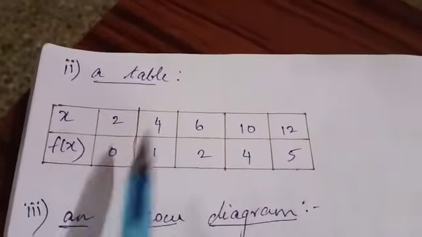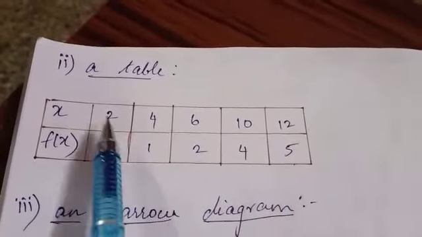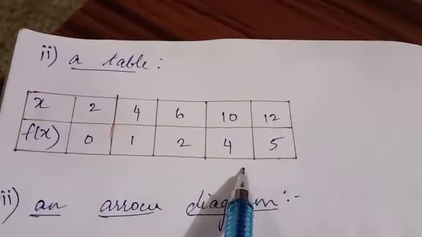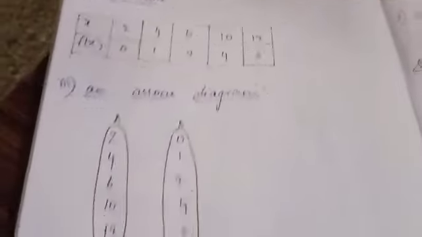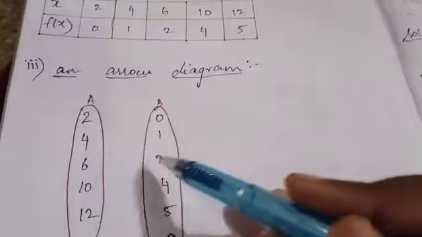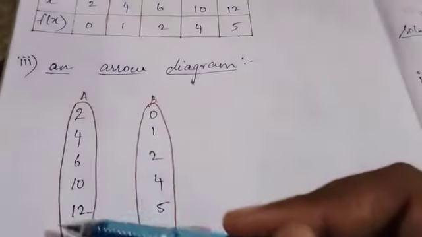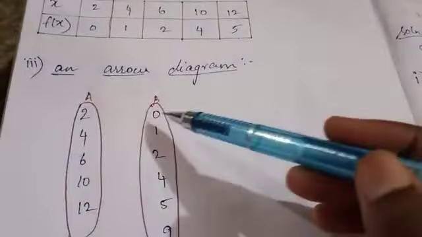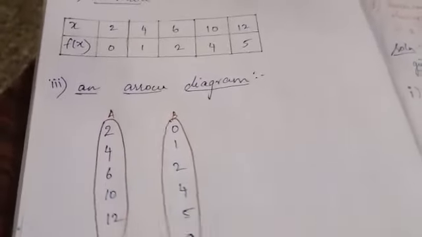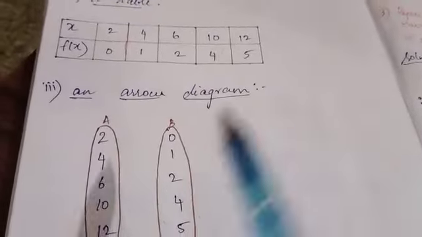So I've written it here. Yes, for 2 we got 0, 4 we got 1, 6, 2, 10, 4, 12 and 5. So next, the third subdivision is an arrow diagram. For an arrow diagram we need two sets. So I have written the elements of A here and the elements of set B, which is given in our question. Next, I am going to do the mapping.